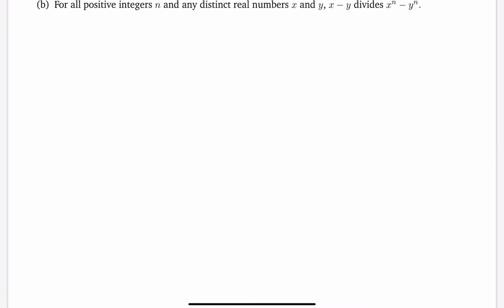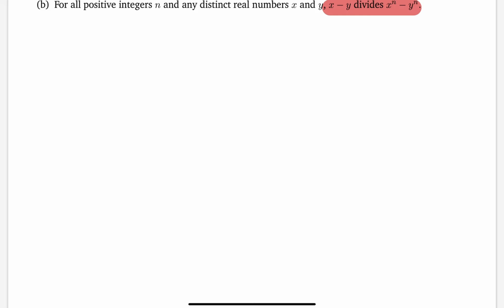Okay. That question, they ask you to use mathematical induction to prove for all positive integers n and any distinct real numbers x and y, x minus y divides x to the n minus y to the n. Again, let me repeat that sentence in case you saw it in your exam. x minus y divides x to the n minus y to the n.